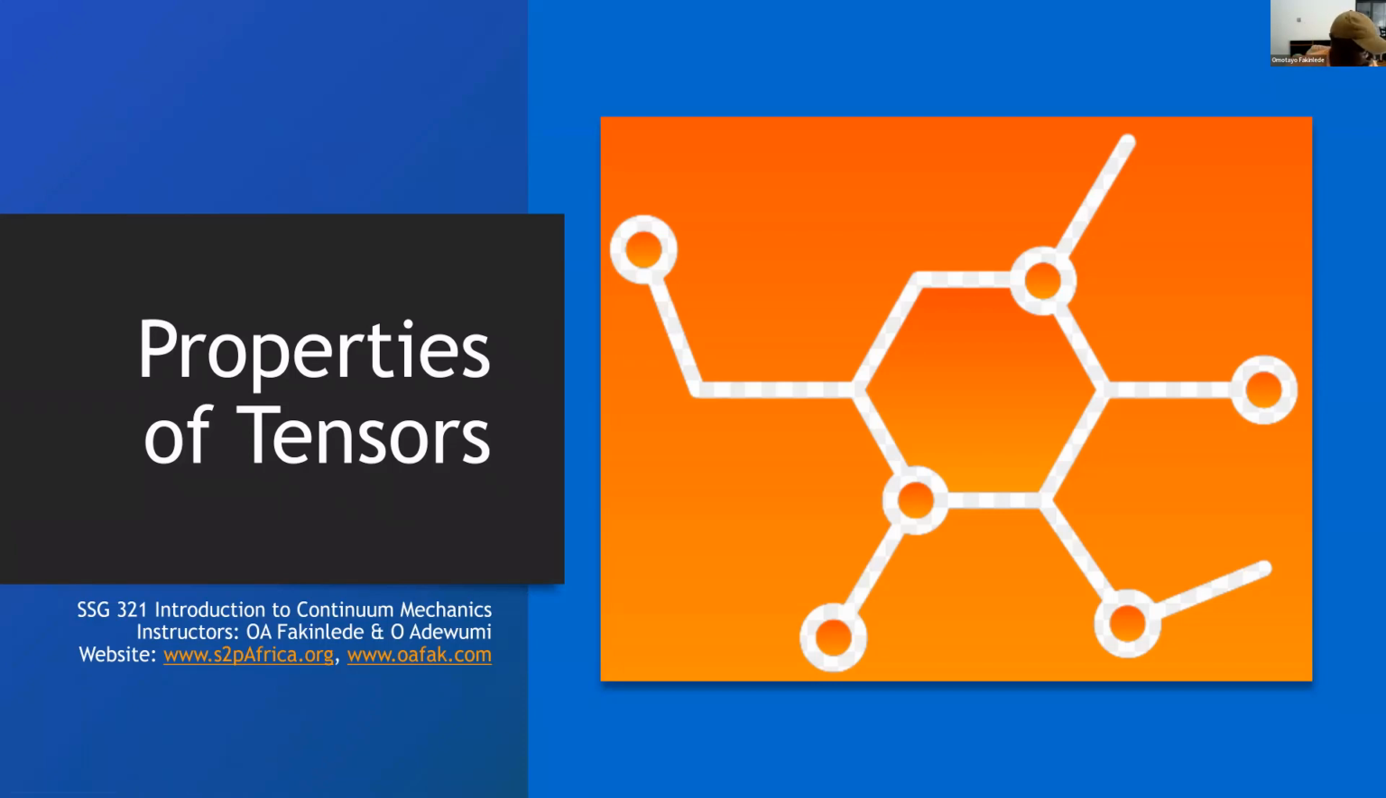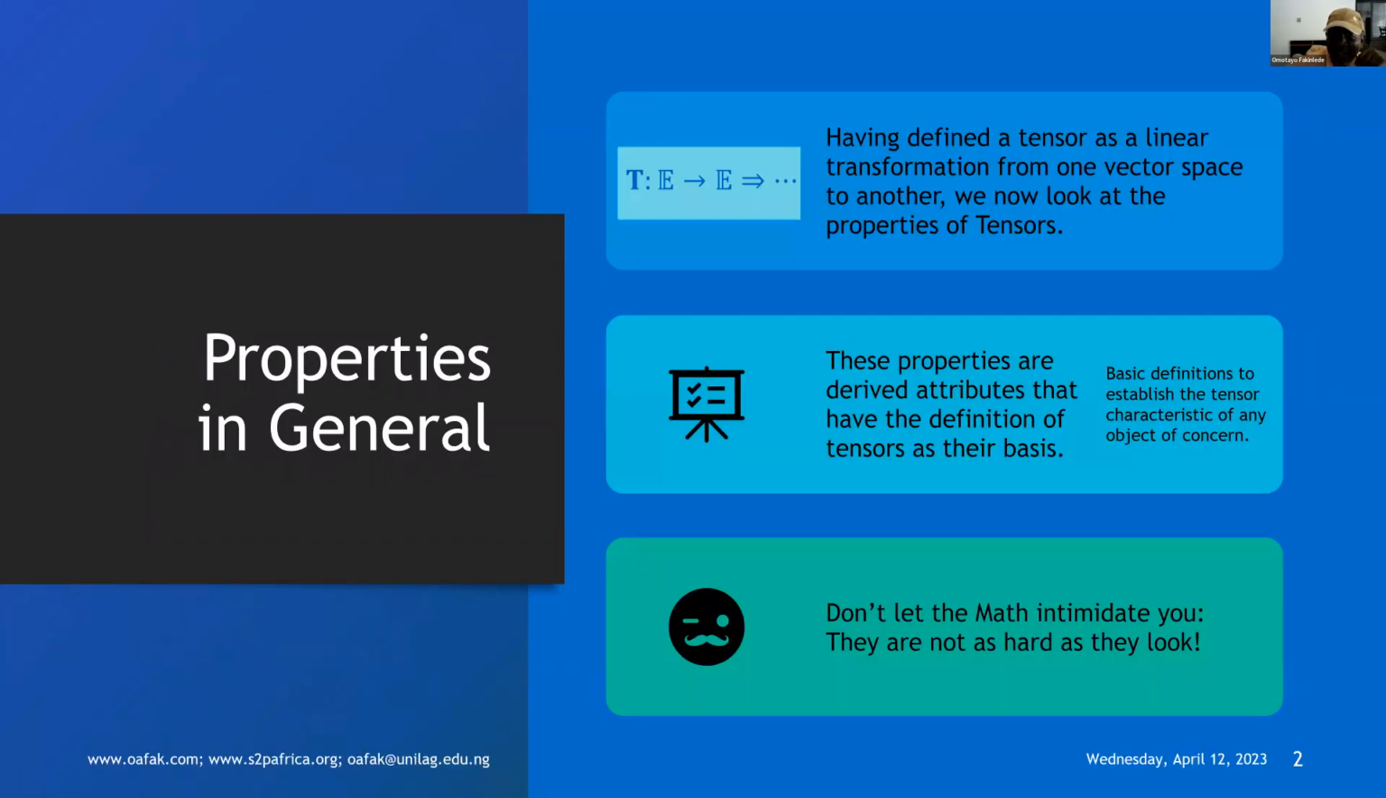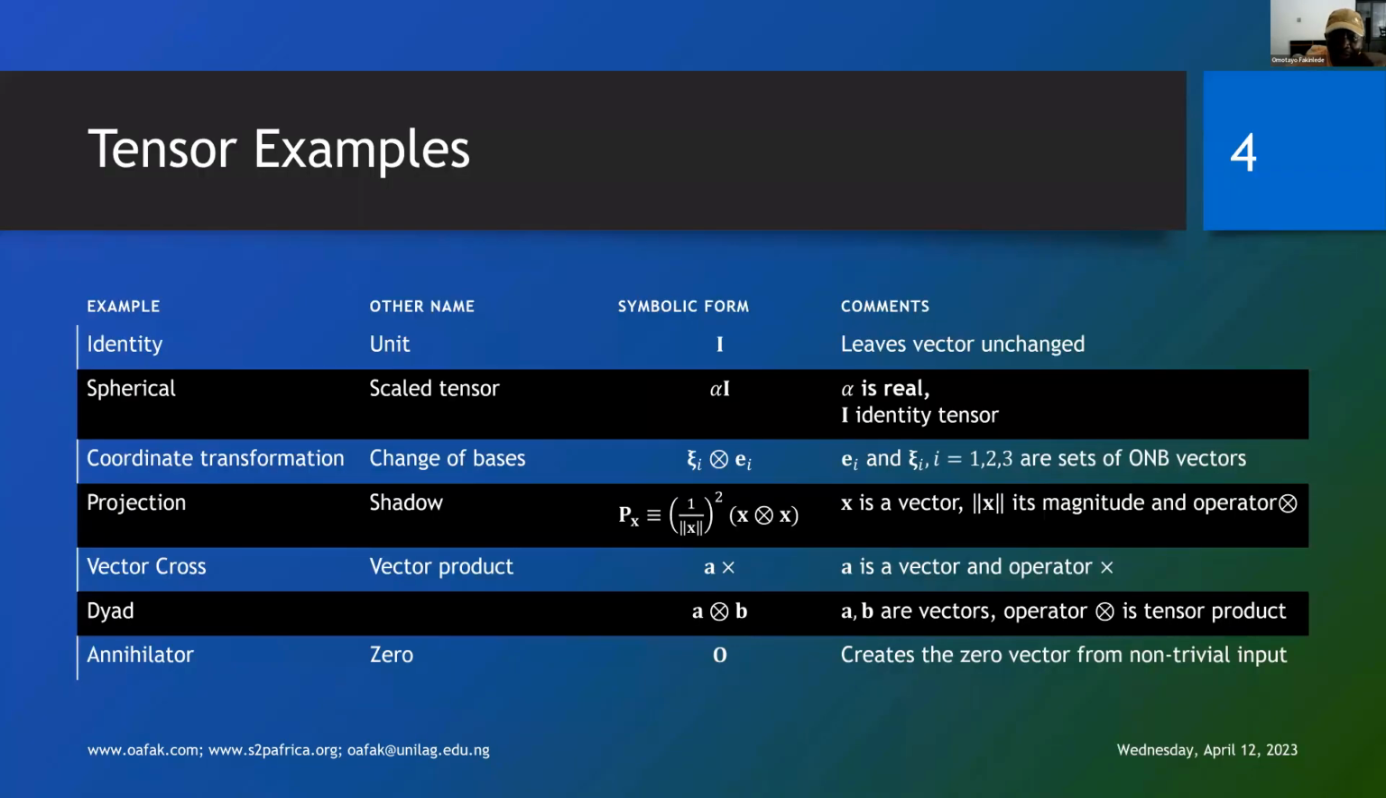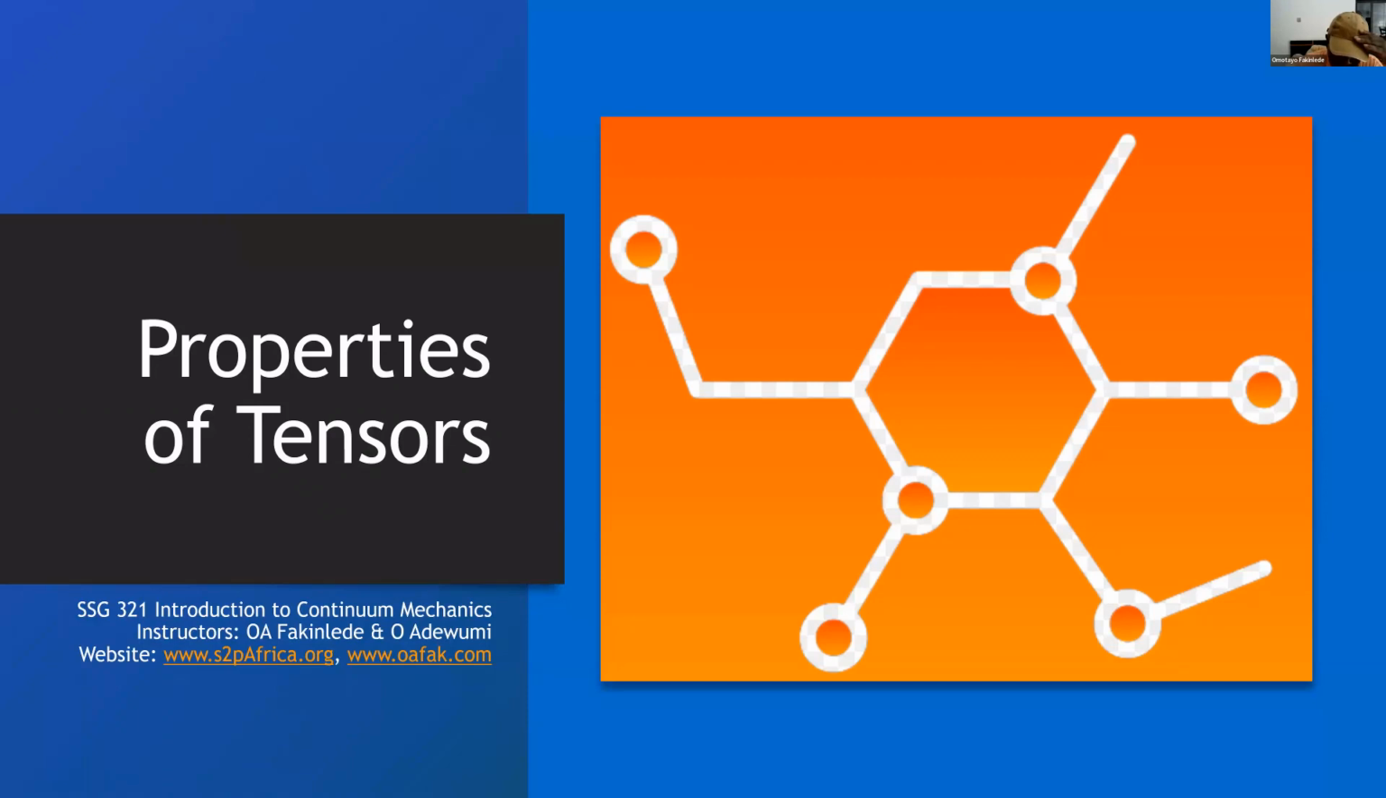Last week, in the past 2 weeks, we have been looking at the properties of tensors. In that, we have looked at several things. First of all, we explained that the properties of tensors are built on the foundation of the definition of what a second order tensor is.